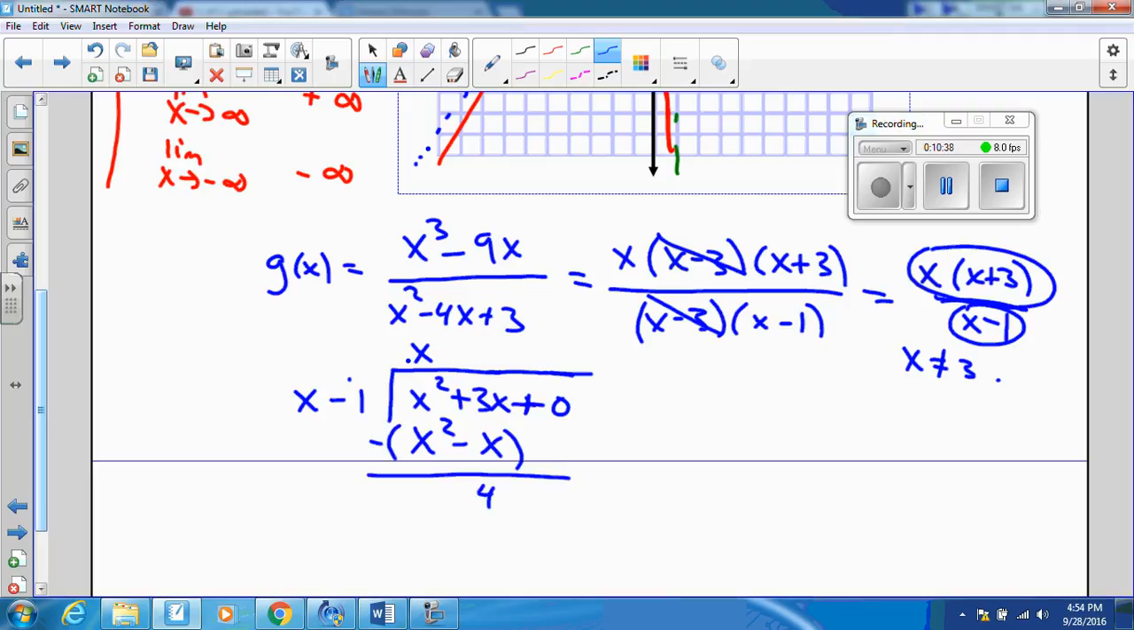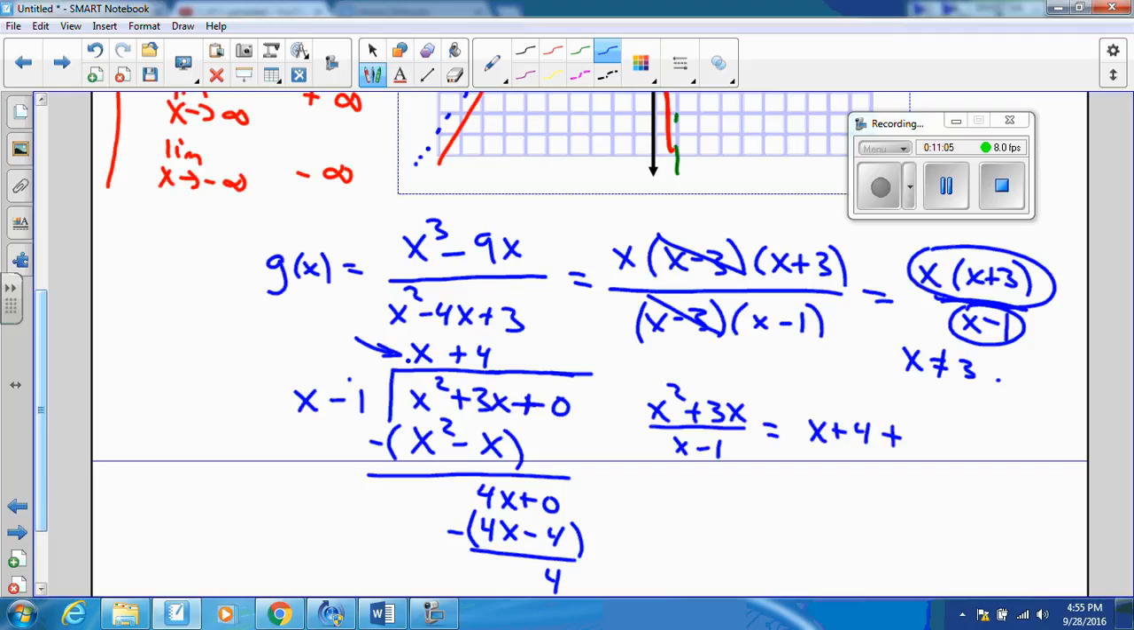X goes into x squared x times, multiply, and subtract. X goes into 4x 4 times, multiply, and subtract, so that I get a remainder of 4. Now here's what this means. This means that my function x squared plus 3x over x minus 1 is the same as the quotient x plus 4 plus the remainder of 4 over x minus 1.